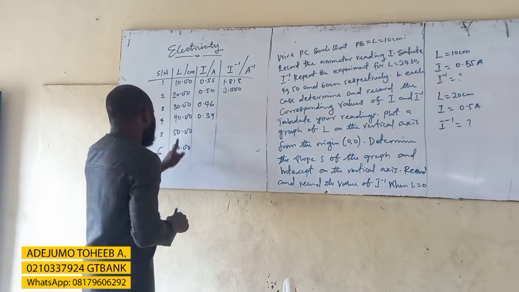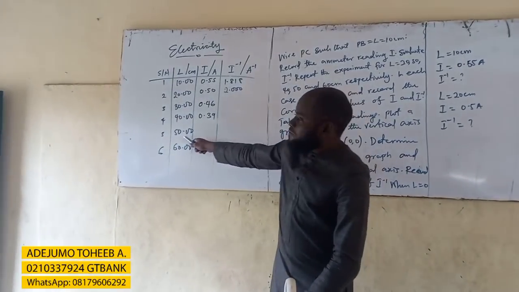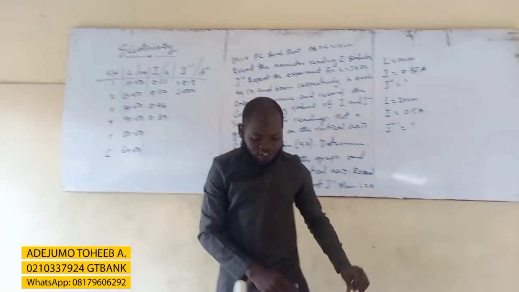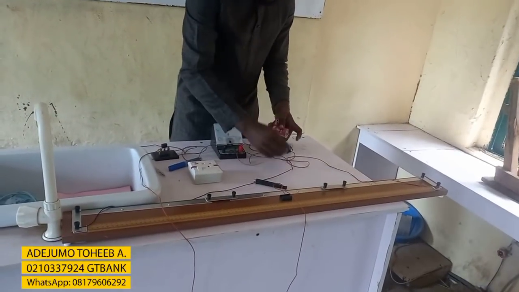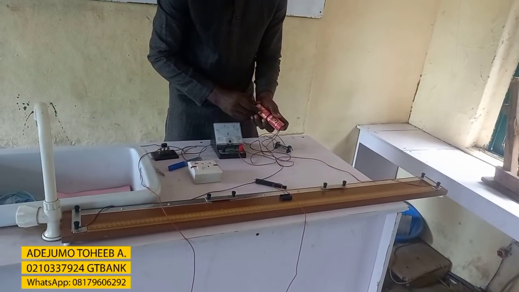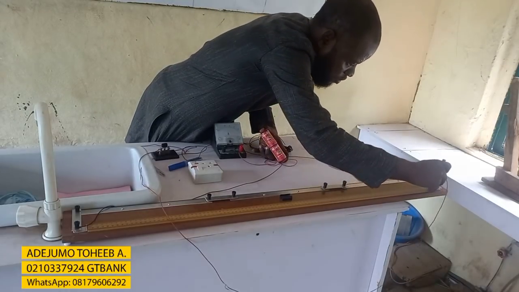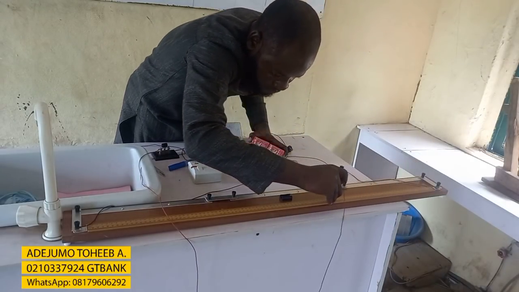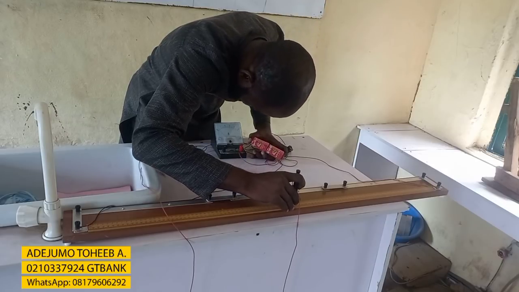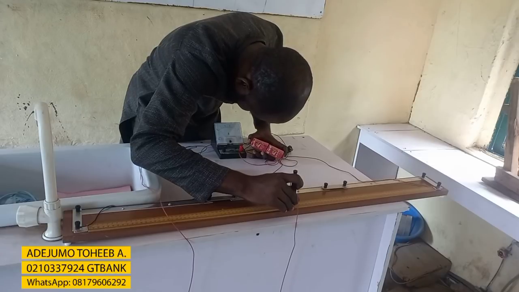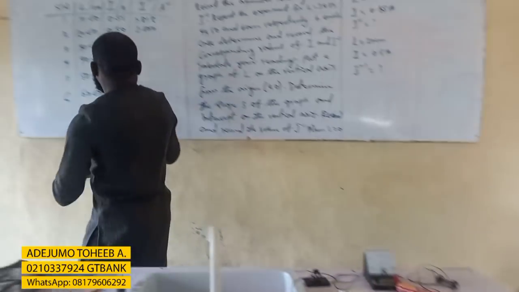Is that taken? So the next one is 0.5. That is 50. We are going for 50 now, right? So you drag again, just exactly like what we did before. We go to 50, and that is giving us 0.35.